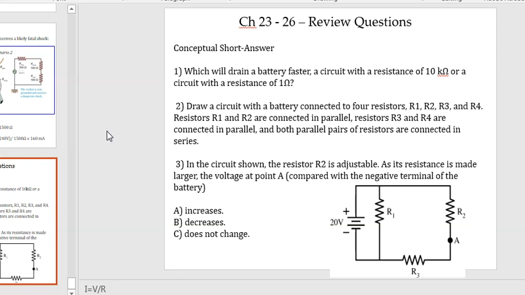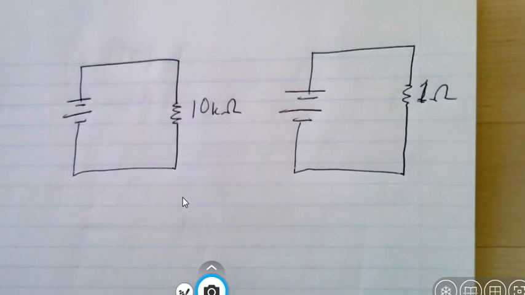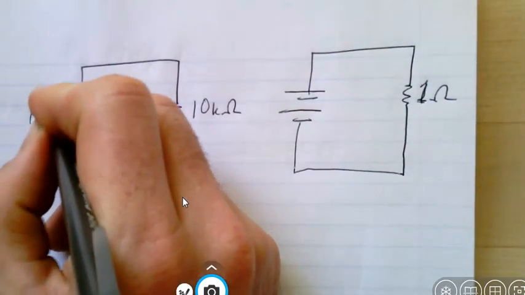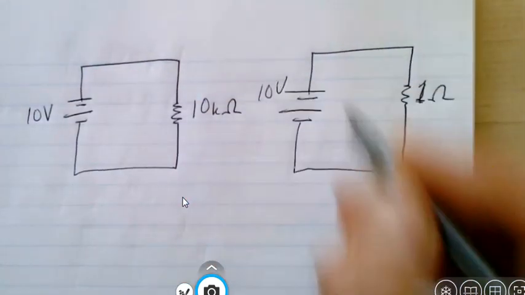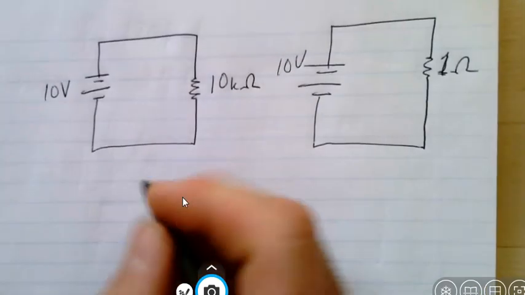Okay, so for the first question, we're asking which would drain a battery faster, a circuit with a resistance of 10 kiloohms or a circuit with a resistance of 1 ohm. So in light of the fact that we're not quite given numbers here, maybe we could actually come up with some numbers on our own. So for example, if we had 10 volts here on both of these situations, what we're really looking for is the amount of power that's dissipated in this resistor.